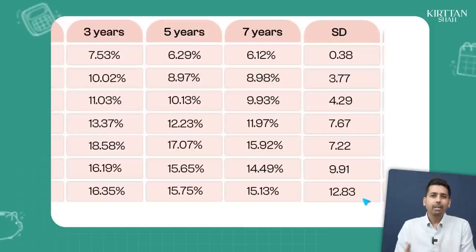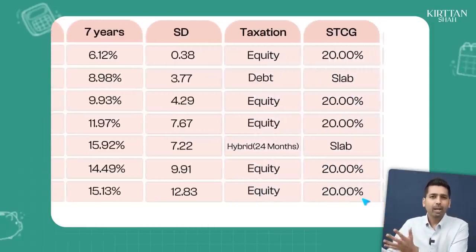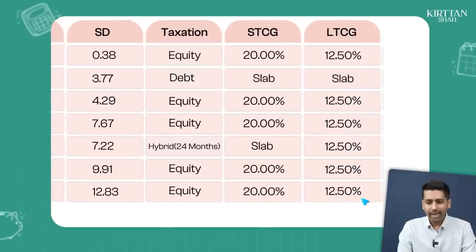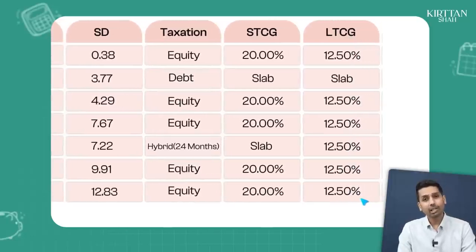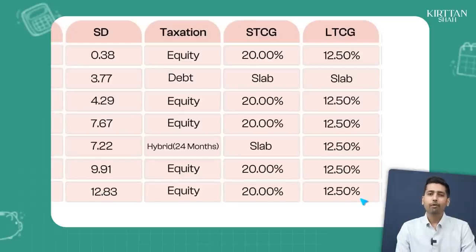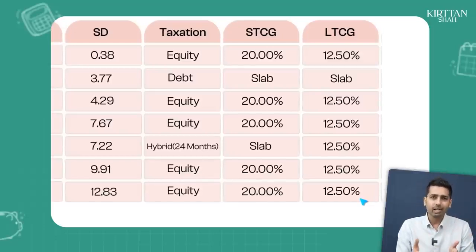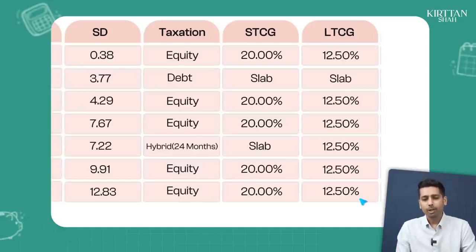Aggressive hybrid will have close to 65 to 80% in equity, and hence there is no differentiation in terms of taxation that you might have for aggressive hybrid as well as large cap. In both of these cases, if you stay invested for more than a year, your tax is 12.5%.